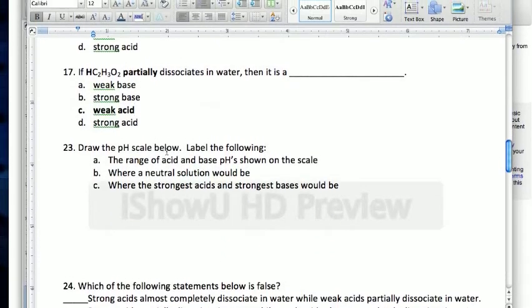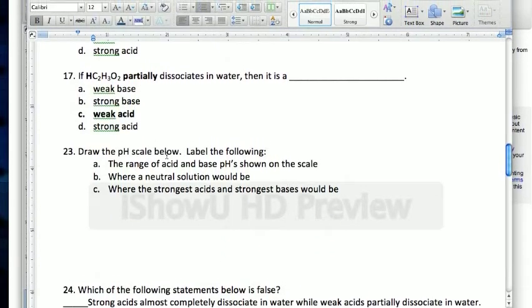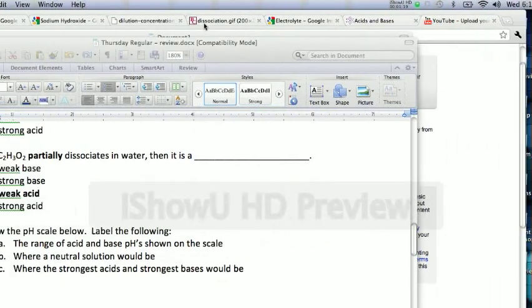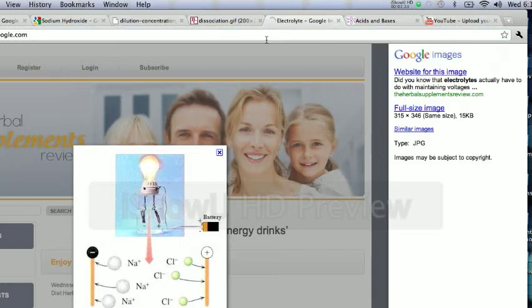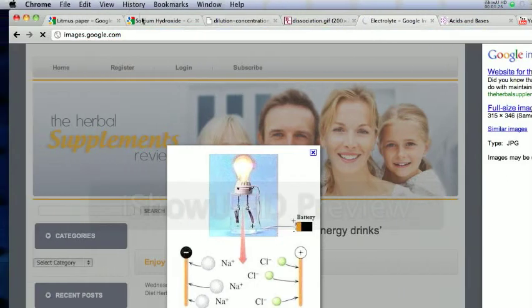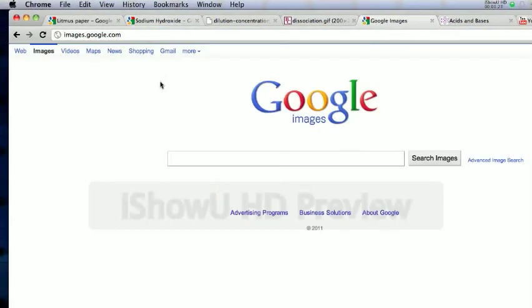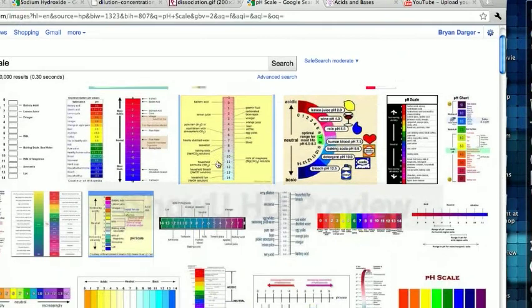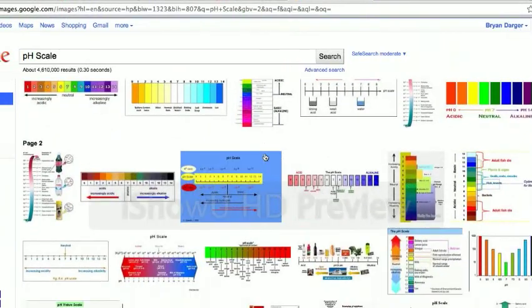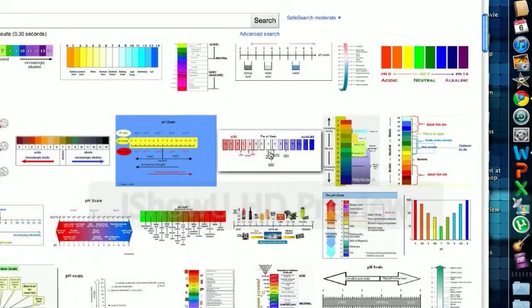Draw the pH scale below. Label the following. To do this, I suggest going to Google Images. Let's find that, and putting in something as easy as pH scale. Look, these days Google does your homework for you. It's sort of ridiculous. Look at all the pH scales that you can choose from here. This looks like a pretty good one.